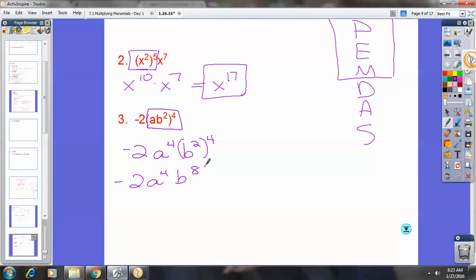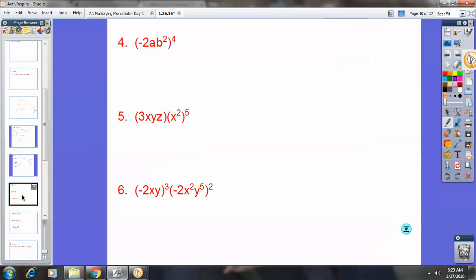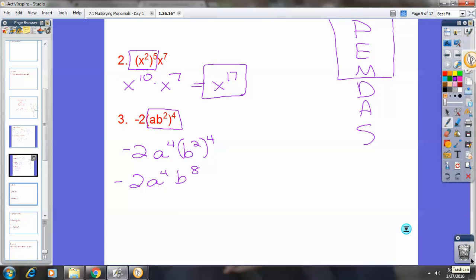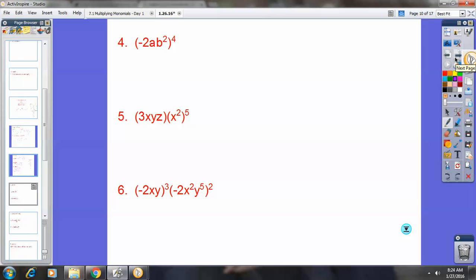So we have negative 2, a to the 4th, b to the 8th power. Let's try some more. Let's look at the next example, number 4. Yep, that's all we can do. Look at the next example.